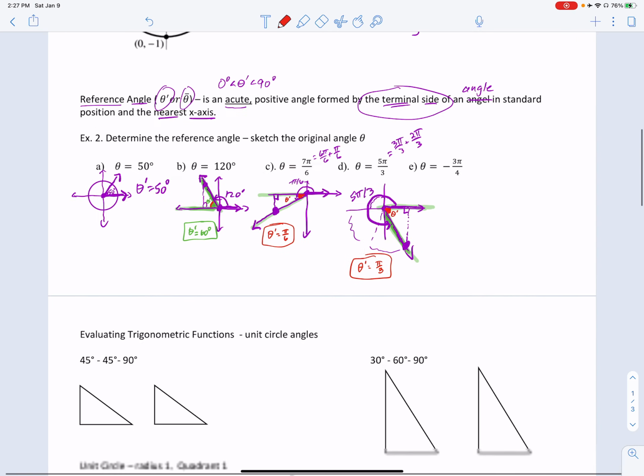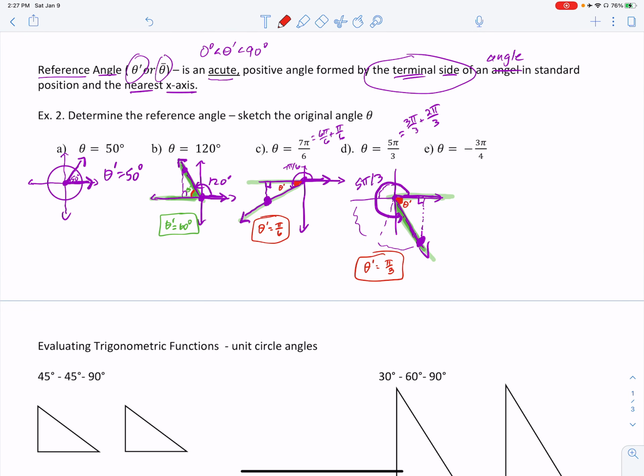And on this, I don't give you credit if the angle's in radians and you give me the reference angle in degrees. I don't give you credit if the angle's in degrees and you give the reference angle in radians. You need to give that reference angle in the same format that theta is given in. So A and B have to give degrees as answers. C and D have to have radian measure answers, or you will not get credit. So same thing with E, your end answer has to be in radian measure.